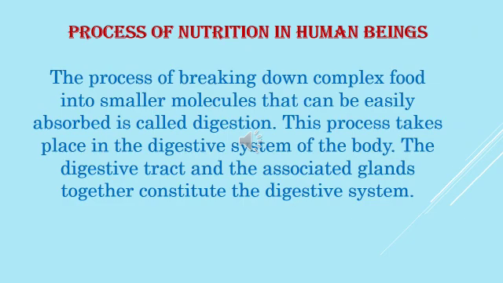Students, much of the food we eat consists of particles that are too big to pass through the cell membrane. Therefore, the food must first be broken down into small molecules before it can diffuse into the bloodstream and be carried to the cells of the body. The process of breaking down complex food into smaller molecules that can be easily absorbed is called digestion. This process takes place in the digestive system of the body. The digestive tract and the associated glands together constitute the digestive system.